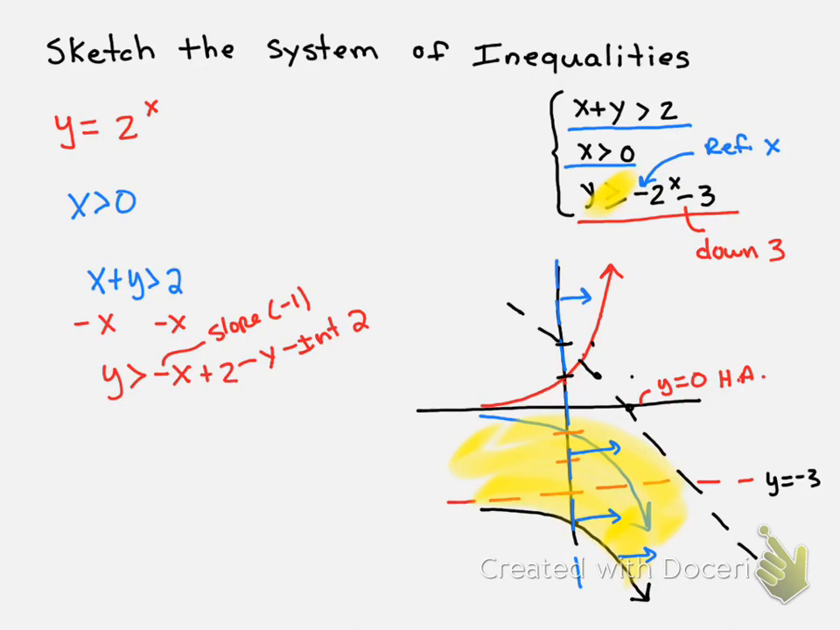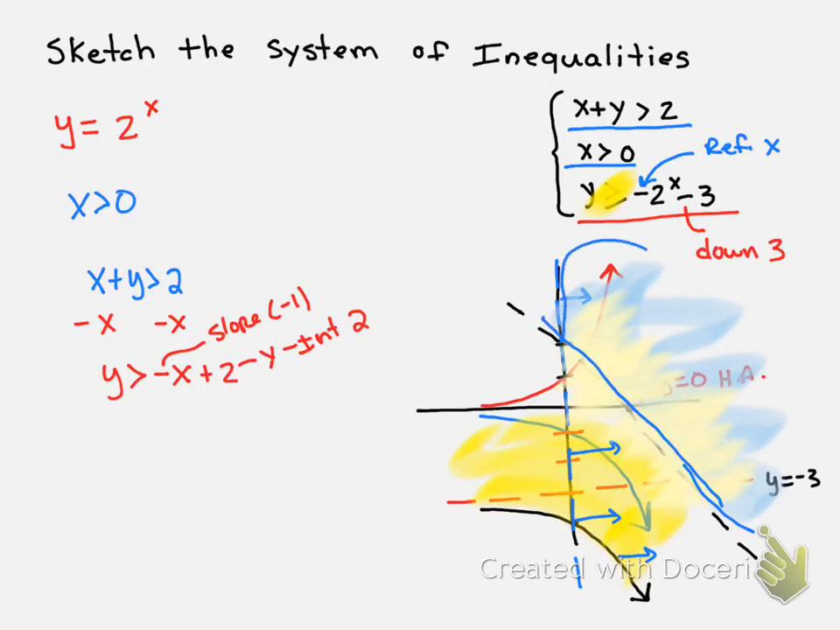I want it to be above this one. So I'm all of this blue. And the yellow was up above here too. And so really what we end up having is this region here. Above the exponential, above the line, and right of the x-axis.